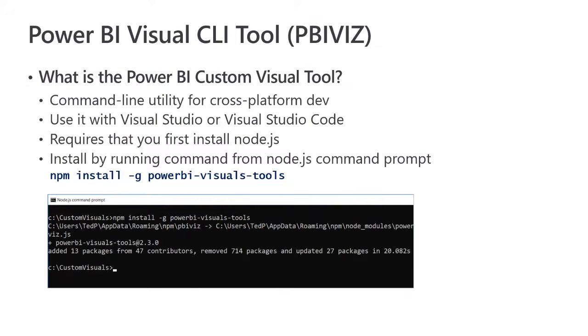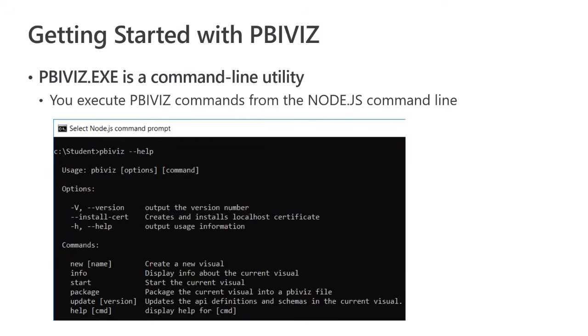Now, first of all, I installed the developer tools, pbiviz. You can say pbiviz --help and get help on what the commands are, but basically: new, to create a new project; info, to get info on an existing project; start, to start the debugging, which we're going to take a long look at; and package. And then there's the update command if you want to update to a later version of the underlying API.